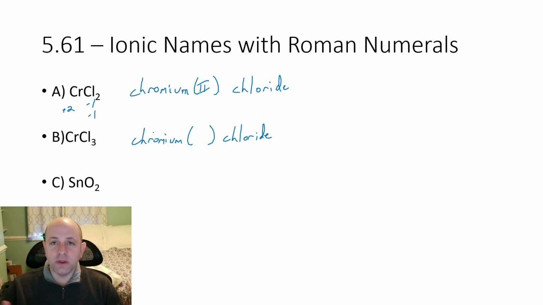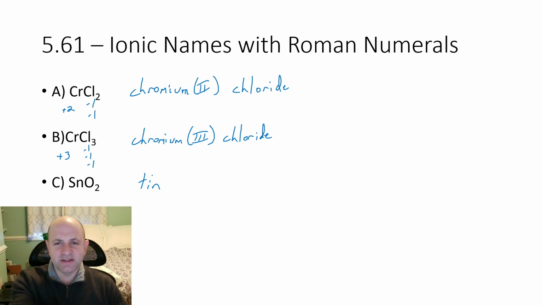And now when we say, okay, what does it have to be this time? Well, chloride's still -1, but now I got 3 of them. So if I have -3 overall, that chromium has to be +3. And so we'll get a Roman numeral 3 right there. All right. Last one, SnO2. So Sn is tin. And while it's not a transition metal, it is one that has multiple charges.